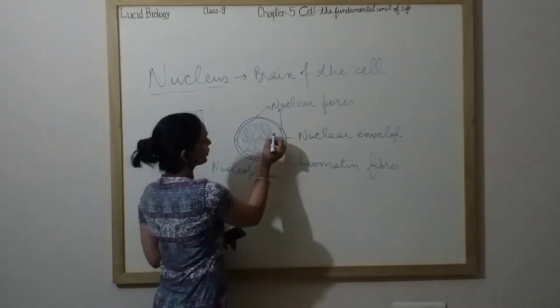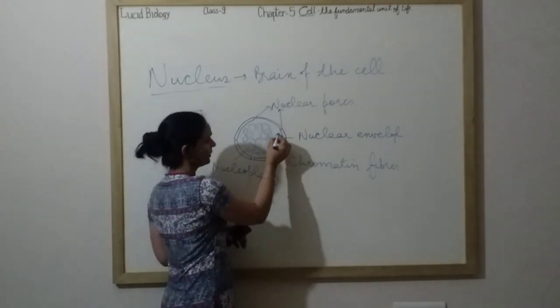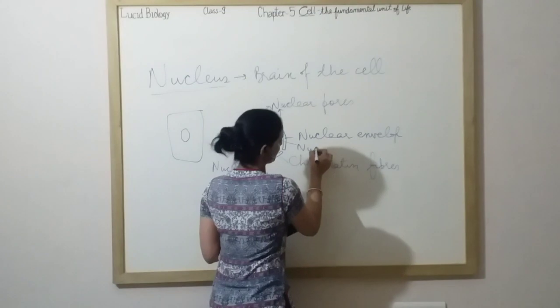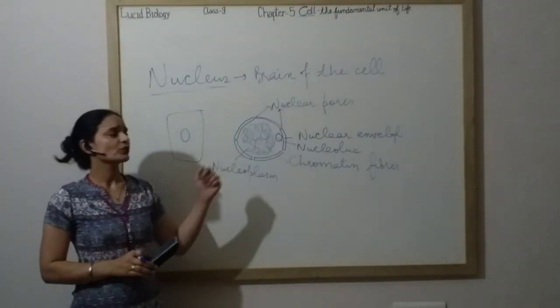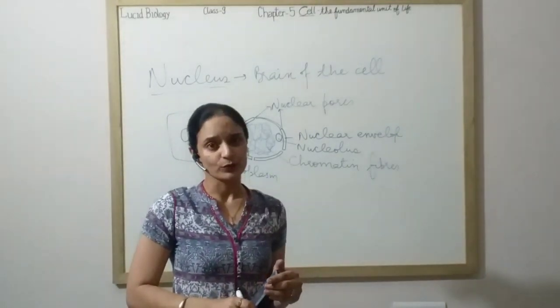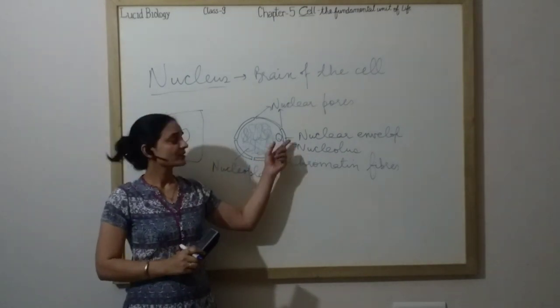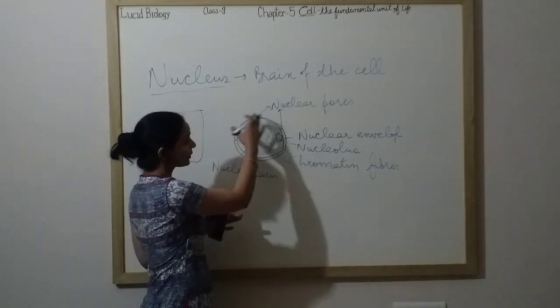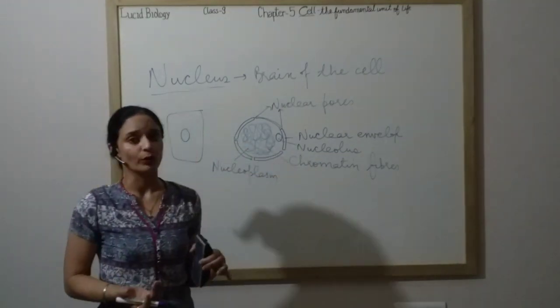Now one more structure you find over here, a round bubble-like structure, is called the nucleolus. Now, what is the function of this nucleolus? This nucleolus is the factory of ribosomes. Ribosomes help in the synthesis of proteins. In the nucleus, this round structure, the nucleolus, helps synthesize proteins in the body.